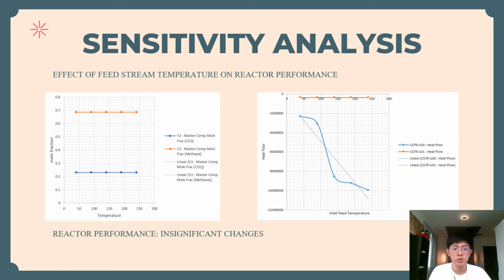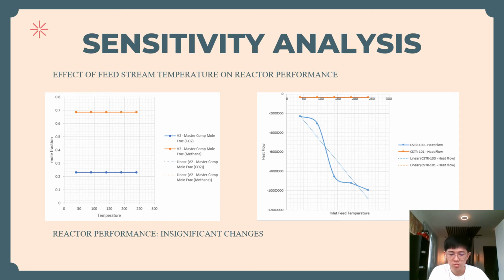And next we'll be looking into the effect of feed stream temperature on reactor performance. As you can see here, it was determined that the increment in temperature resulted in no changes in the mole fractions of any of the components involved in the simulation. However, the increment in temperature did cause a huge fluctuation in the heat flow in the first reactor, CSTR 100.